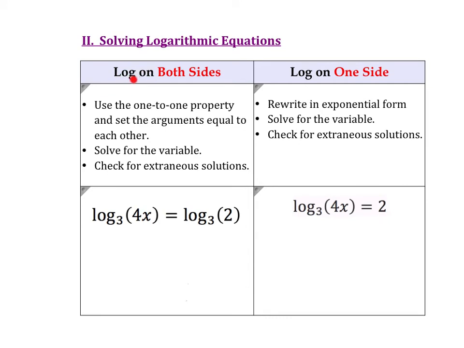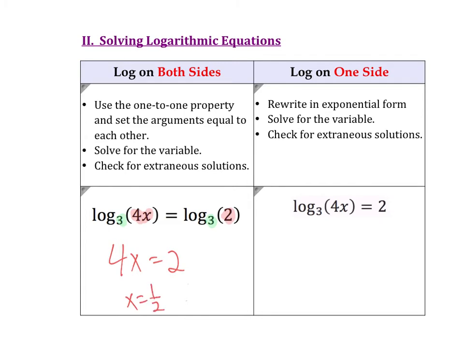First, you'll see logarithms on both sides. And if you have logarithms on both sides, assuming they have the same base, then we can make the claim that the arguments must be equal to each other. So if you have a logarithm on each side of the equation, and there's nothing else, there's no constants being added or subtracted, and they have the same base, you can make the claim that the arguments must be equal to each other, and you can solve that resulting equation.